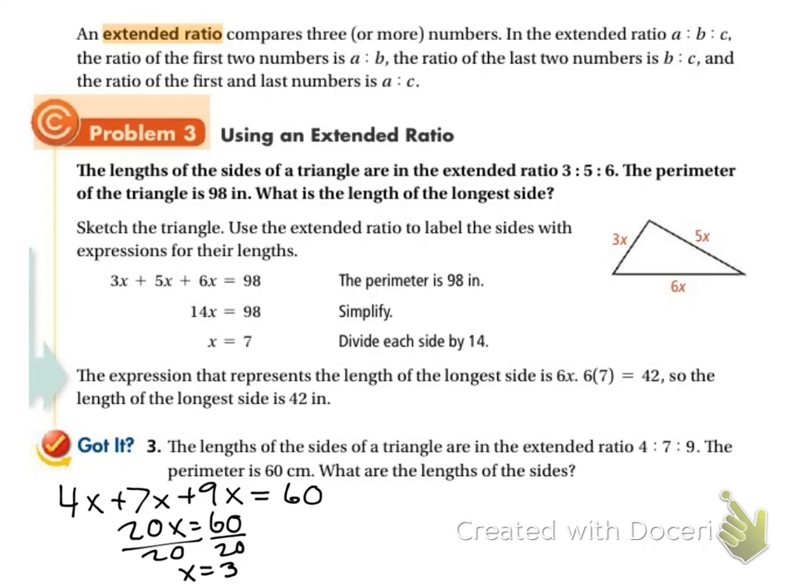Remember, that's not your final answer. They ask, what are the lengths of the sides? So we've got to go back in and plug them in. 4 times 3 gives us 12. 7 times 3 gives us 21. And 9 times 3 gives us 27. And that was in centimeters, so all of these are centimeters.